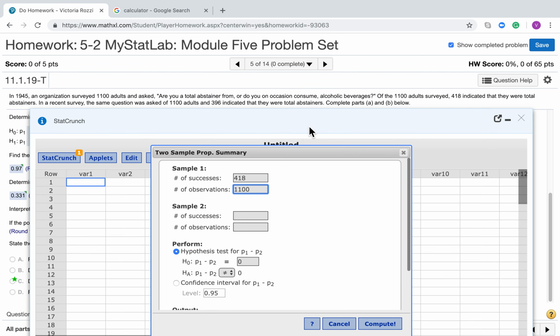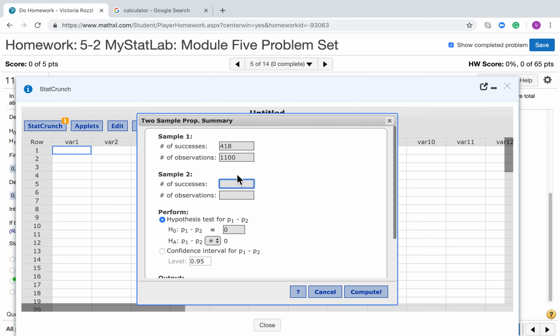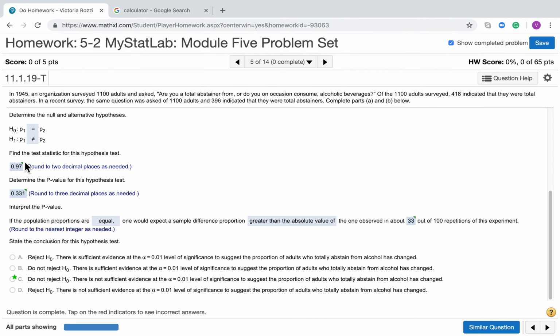And then the successes for the second one were 396, and again, that was out of 1100. And again, my first symbol here is equal, my second symbol here is not equal. And we'll click compute. You can see our z statistic is 0.97, and your p-value, they're rounding to 3 decimal places, is 0.331, which is what they got over here.